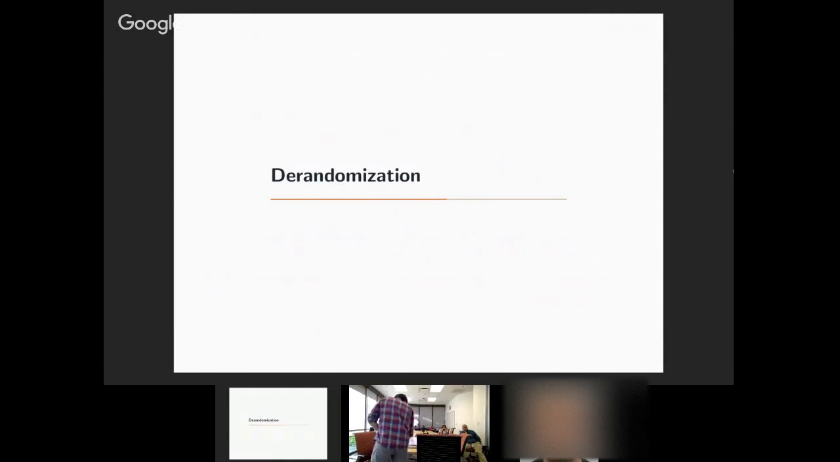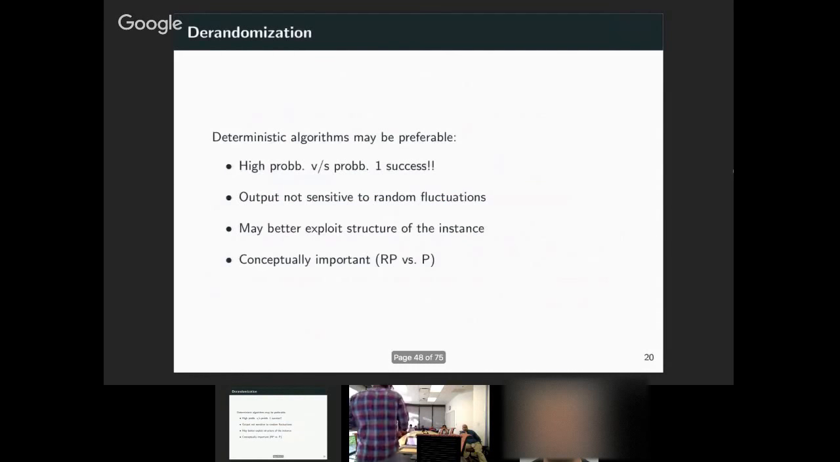OK, so now let's go into the derandomization business. First of all, in certain settings, it's of course preferable to get something deterministic as opposed to random. And there are many reasons for that. For instance, the guarantees we get with distributional JL hold with high probability, but we might want to prefer something that holds surely. On the other hand, a deterministic algorithm will not be sensitive to these random fluctuations that we're picking for our projections.